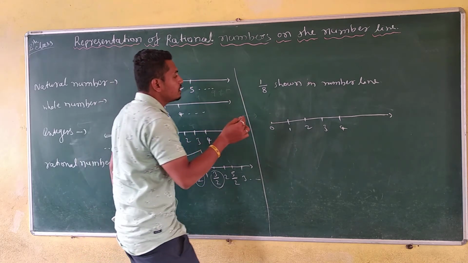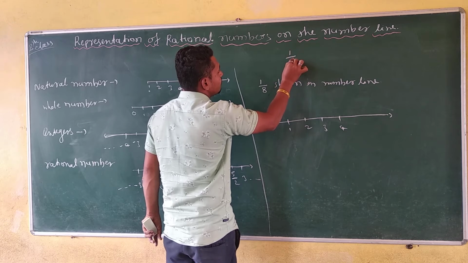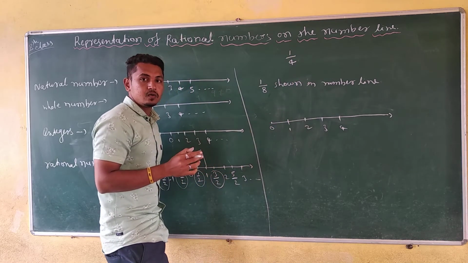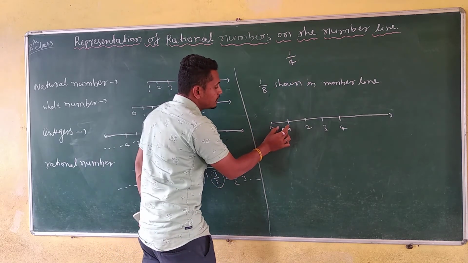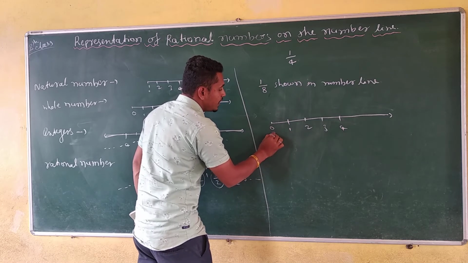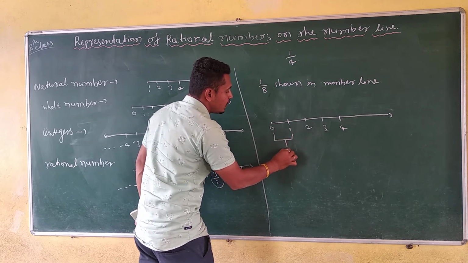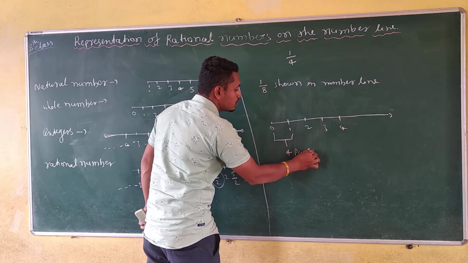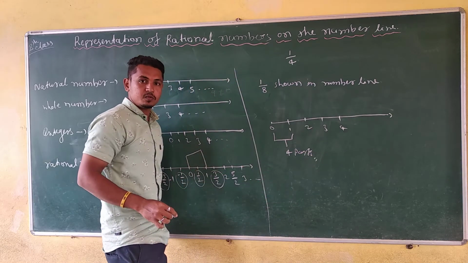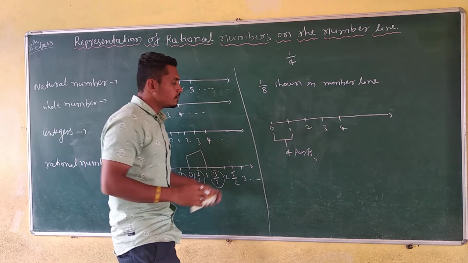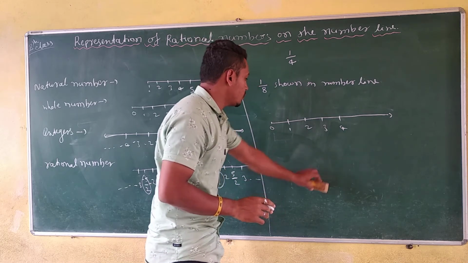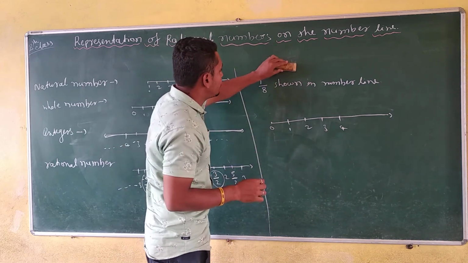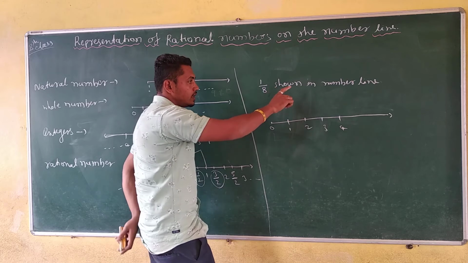Okay, if they give 1 divided by 4, now you have to divide this portion into equal 4 parts. Equal how many parts? 4 parts. Okay, how is it? See here, now we will show you 1 divided by 8 on the natural number line.